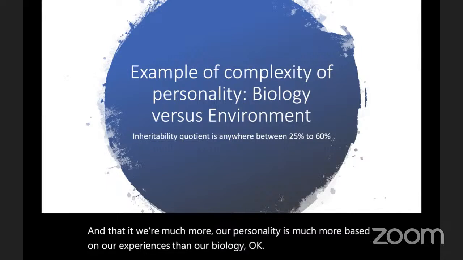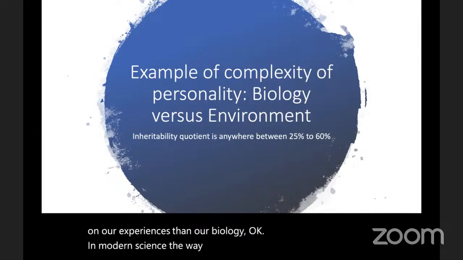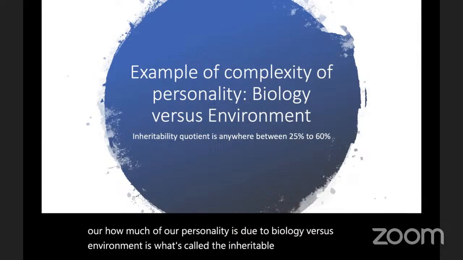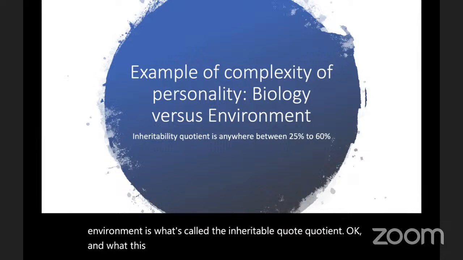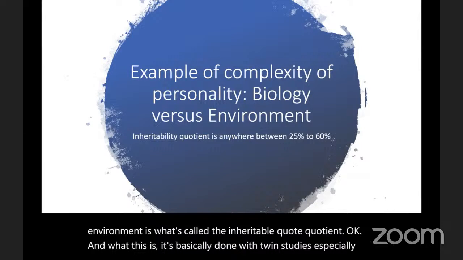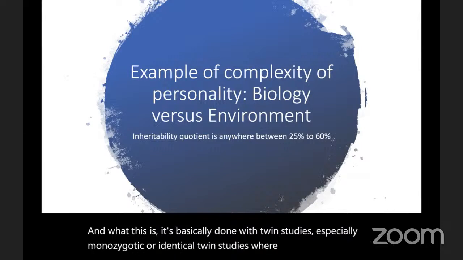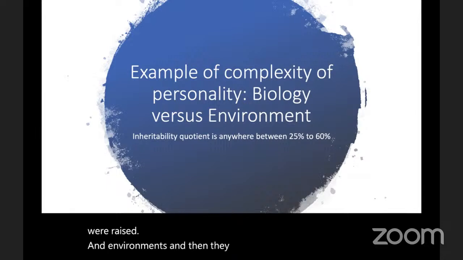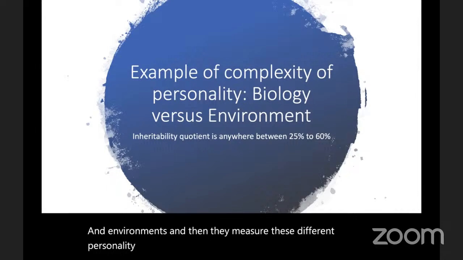Okay. In modern science, the way that we measure how much of our personality is due to biology versus environment is what's called the inheritable quotient. Okay. And what this is, it's basically done with twin studies, especially monozygotic or identical twin studies, where the two twins were raised in separate environments. And then they measure these different personality factors. Okay. Those personality factors that tend to be similar are an influence of biology, is the assumption.